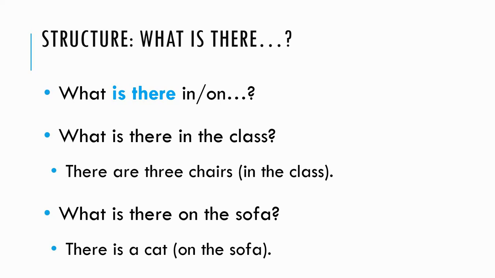Right? What is there in the class? There are 3 chairs in the class. What is there on the sofa? There is a cat on the sofa. What is there es el equivalente a ¿qué hay? What is there in the class? ¿Qué hay en la clase? What is there on the sofa? ¿Qué hay en el sofá?